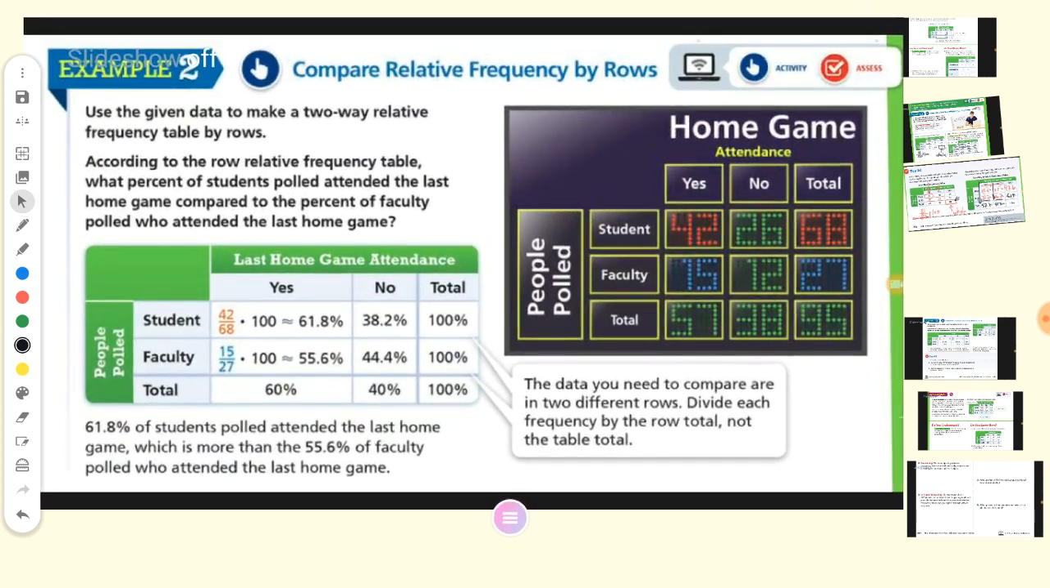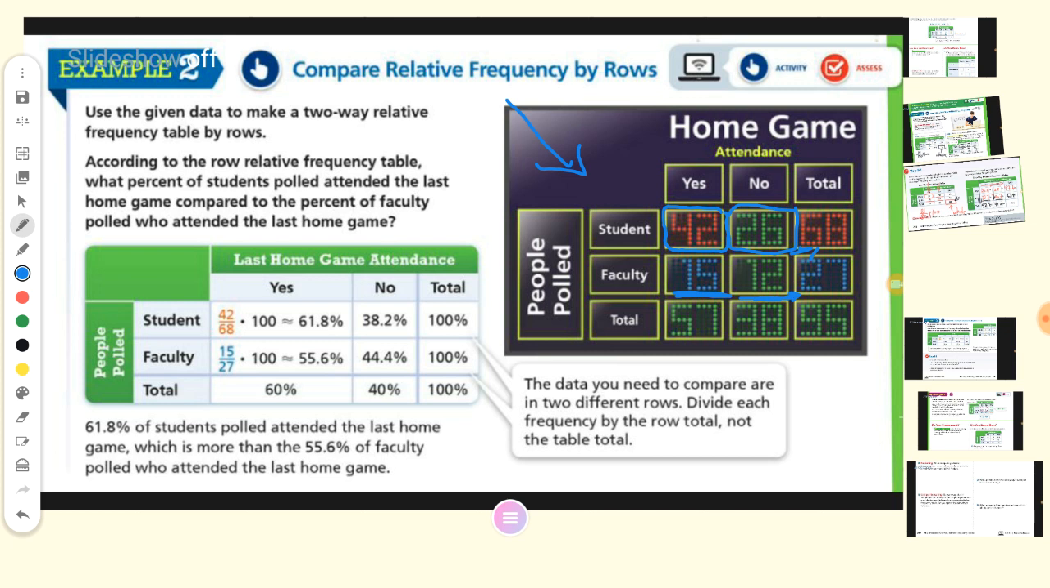How? If I have an example like this one, home game, which is this table, the black table, okay, gives me that some students say yes, and the faculty say yes about something, which is 42 for yes, 26 for no student, and the total is 68. And about the faculty, 15 say yes, and 12 say no. I get the survey of 27. So the total is 27.